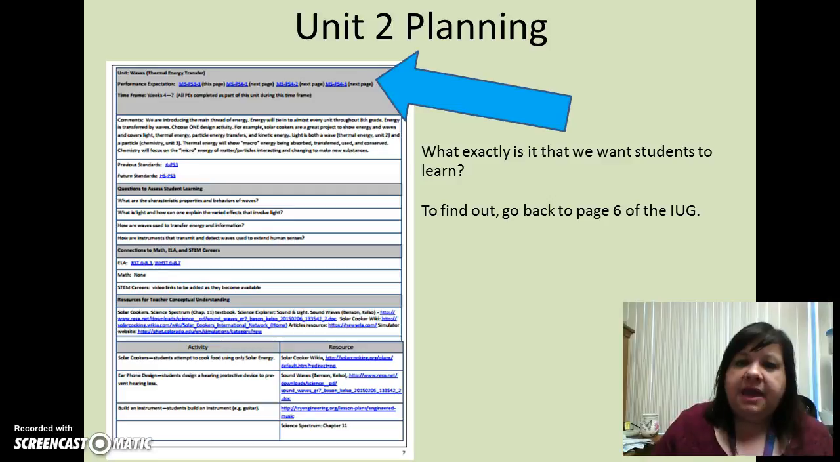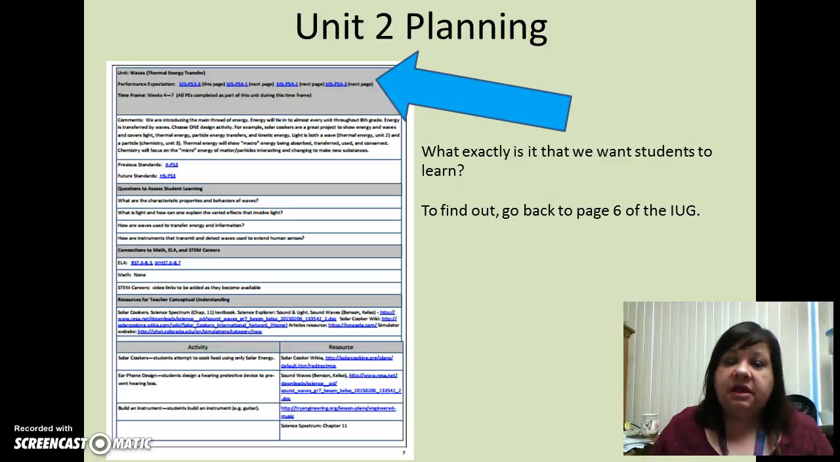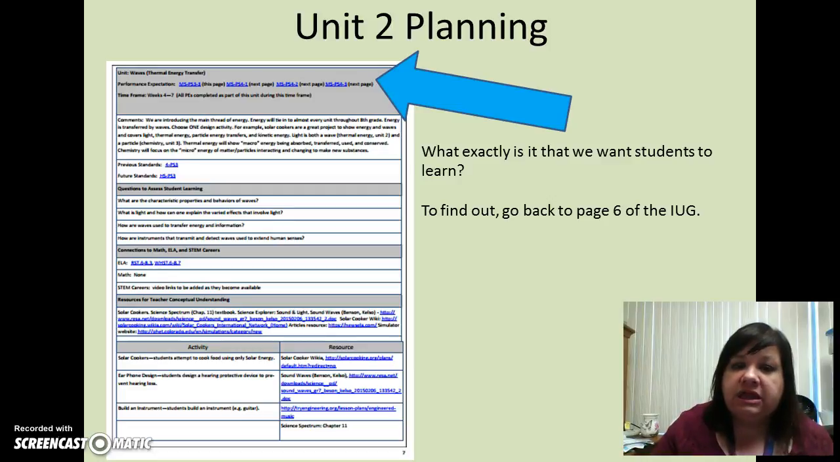I went back to what we started at the end of part 2, on our unit 2 planning, because I want to make sure that you understand one very important concept, and that is when we talk about what we want students to learn, we need to look at page 6 and the evidence statements. So what students should be learning really goes along with those evidence statements.